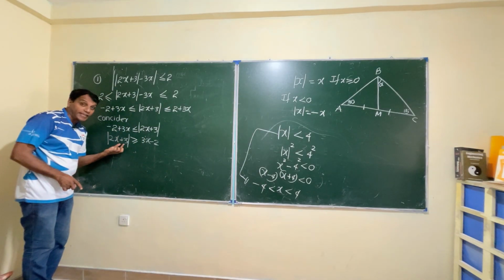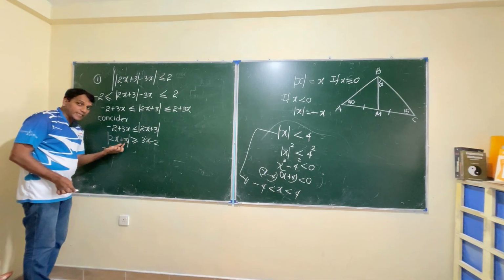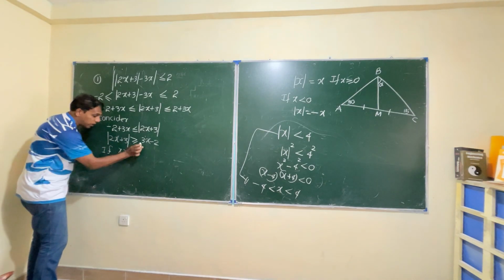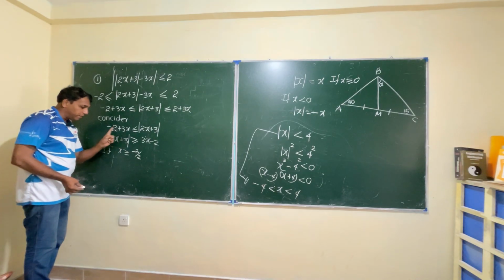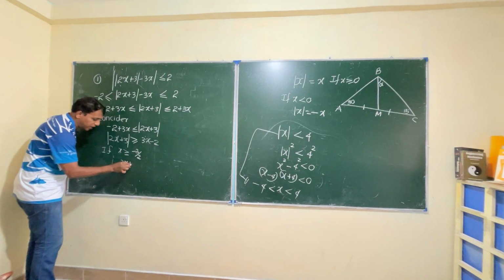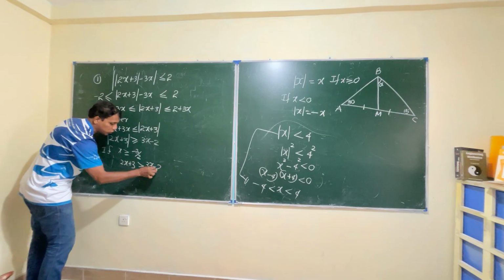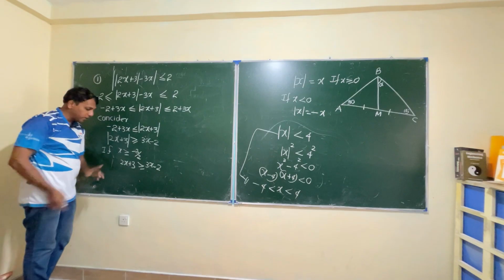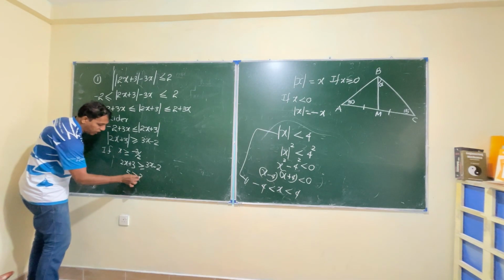2x plus 3 greater or equal 0. If 2x plus 3 is greater or equal 0, that means x is greater or equal minus 3 over 2, which is minus 1.5. This is positive, right? That is, 2x plus 3 greater or equal 3x minus 2. This is entirely, absolutely positive. Now rearrange this: 5 greater or equal x.